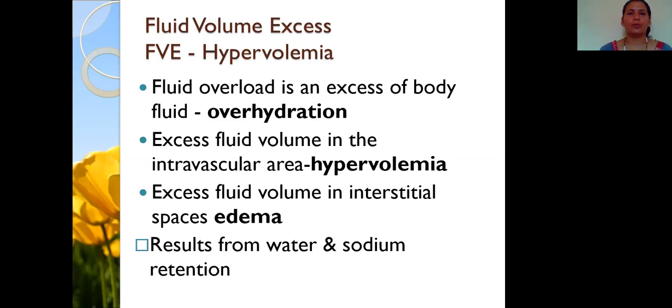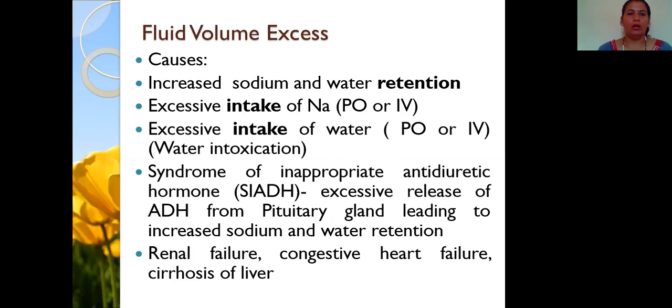Now, the next topic is the fluid volume excess. Fluid overload is an excess of body fluid, overhydration. The excess fluid volume in the intravascular area is called hypervolemia, and the excess fluid volume in the interstitial space is called edema. These all result from water and sodium retention in the body.